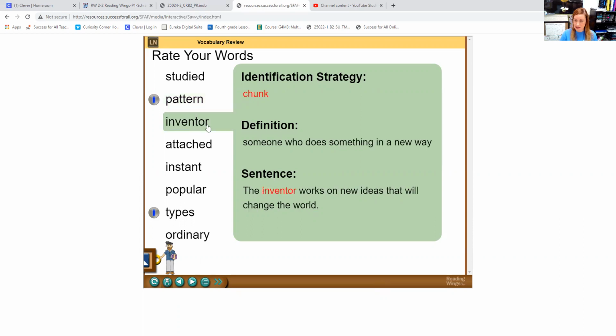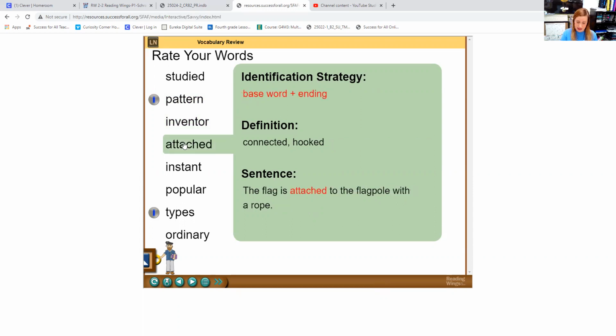Inventor: someone who does something in a new way, like the inventor works on new ideas that will change the world. Then we have attached. Attached means connected or hooked. The flag is attached to the flagpole with a rope. Okay, then we have the word instant. Instant means very quick time. My calculator adds long numbers in an instant.